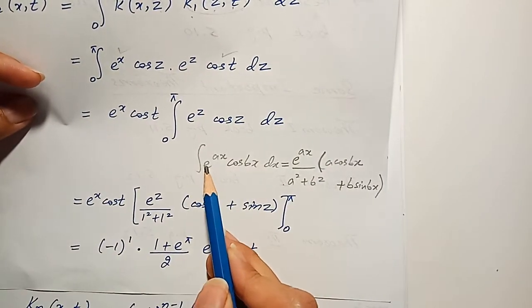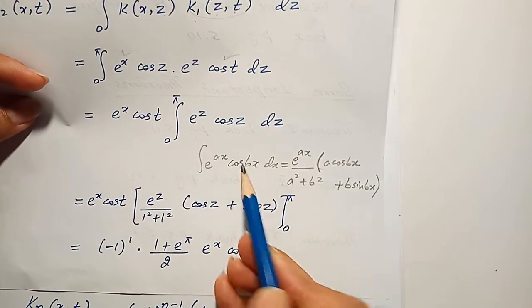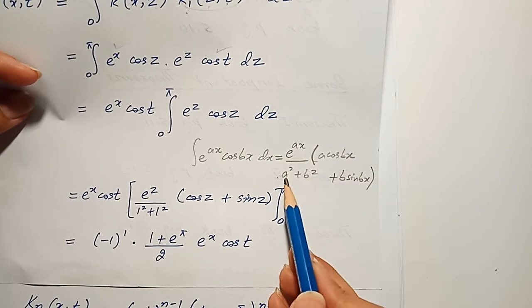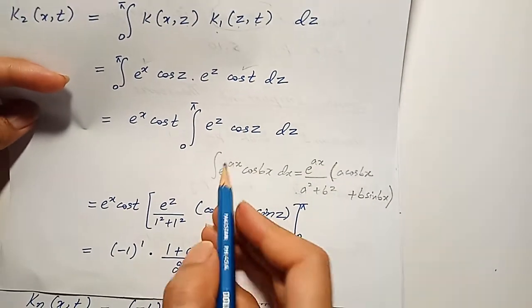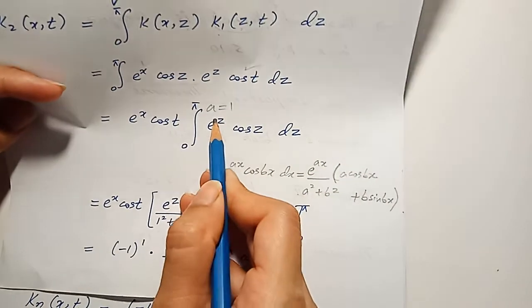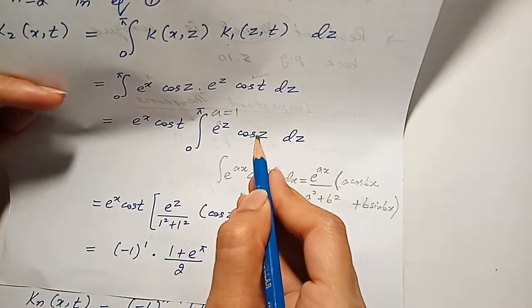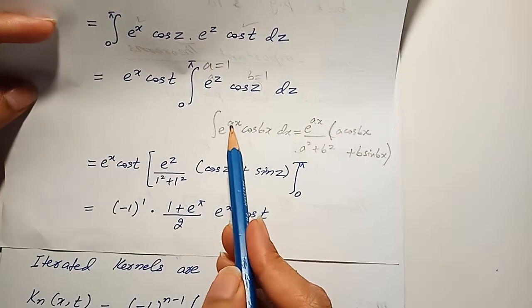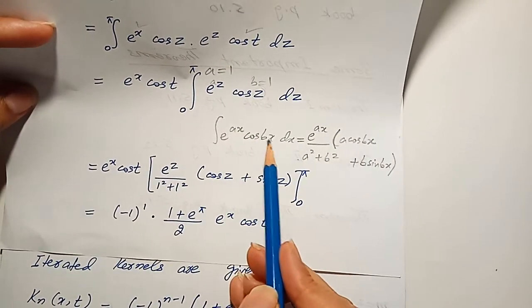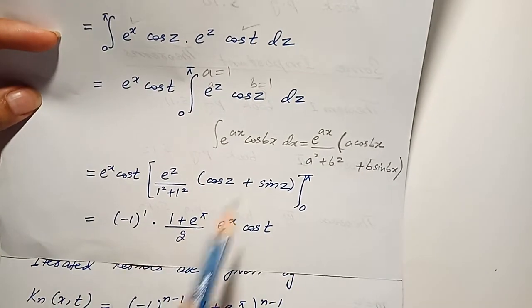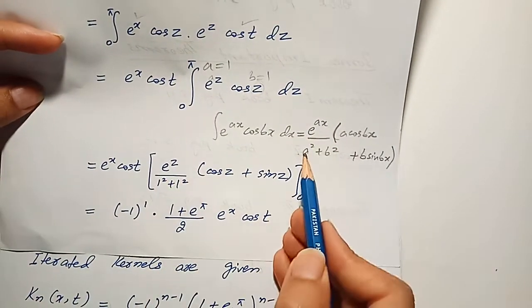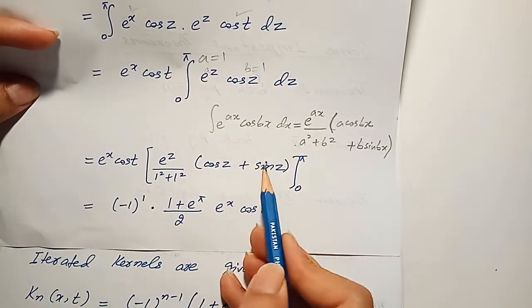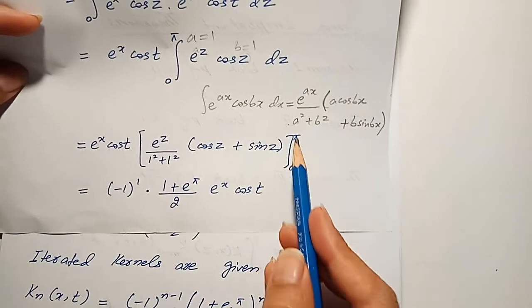The formula is the integral of e^(ax) cos(bx) dx equals e^(ax) over (a squared plus b squared), times (a cos bx plus b sin bx). Here a is 1, the coefficient of z in the exponent, and b is the coefficient of z in the trigonometric function, which is also 1. This a and b are not the earlier a and b. Now replace the values here: e^(1z) over (1 squared plus 1 squared), times (cos 1z plus sin 1z), with limits of integration from 0 to pi.